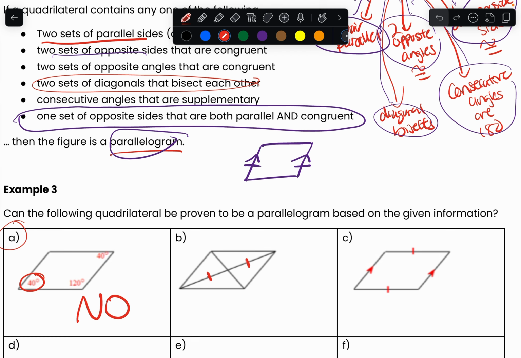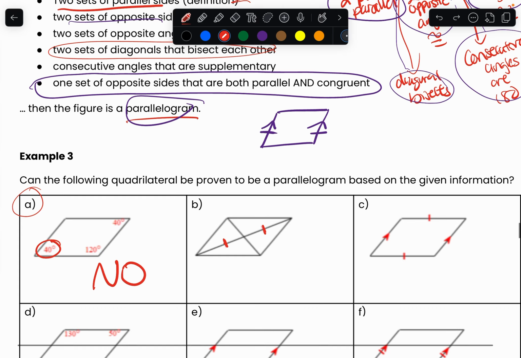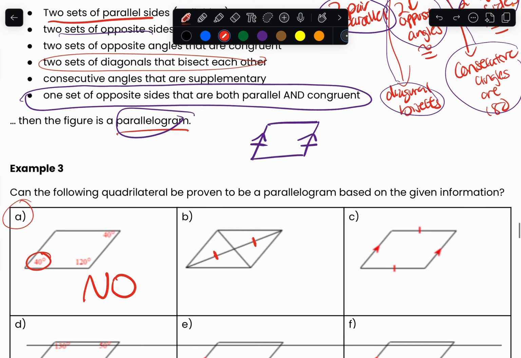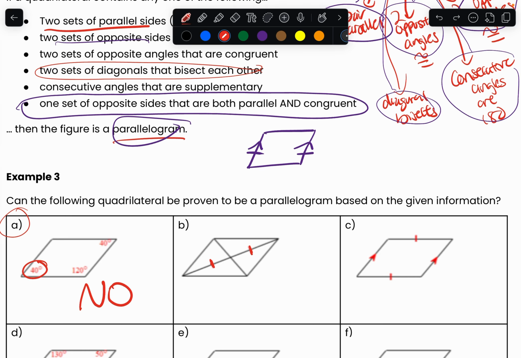Okay, next statement. Do we have consecutive angles that are supplementary? No, we don't have any angle measurements. Next one. Do we have a pair of opposite sides that are both parallel and congruent? Well, no, we don't have any parallel sides. So therefore, since we don't have enough information for all these statements, my answer here will be a no.